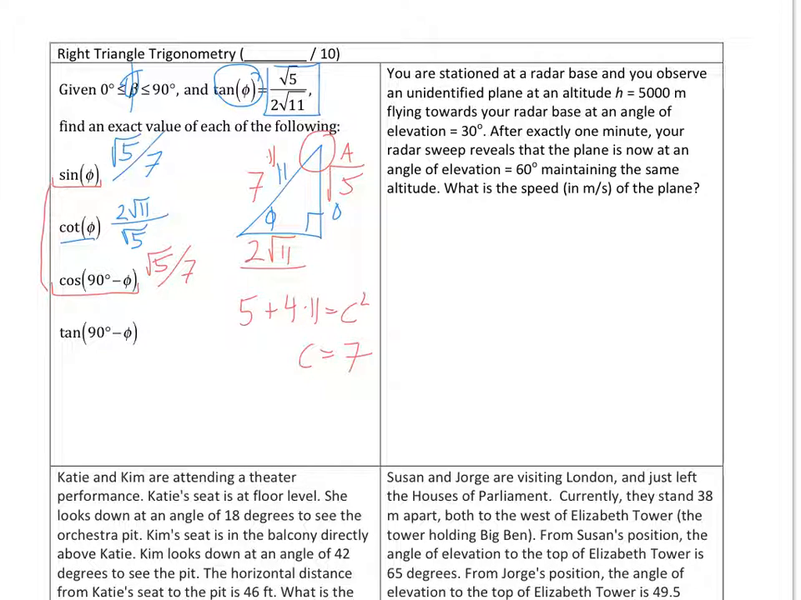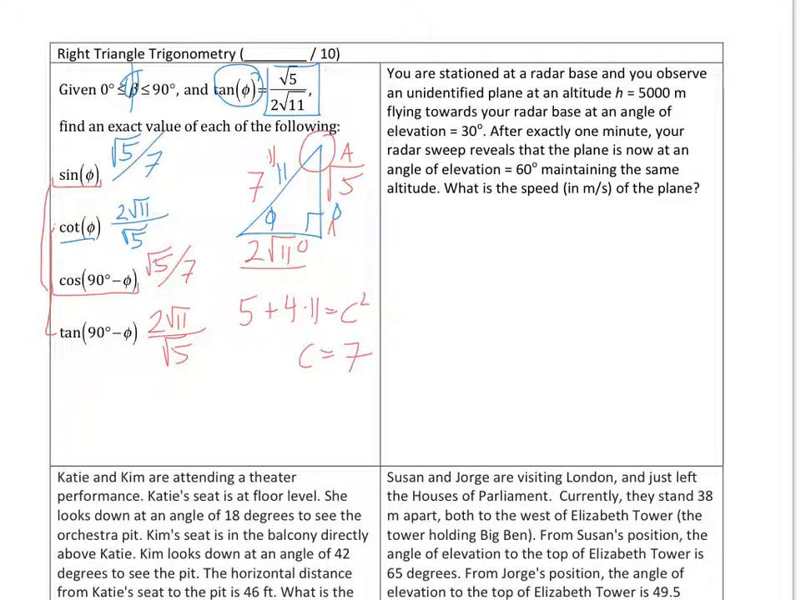Tangent for the same angle would be opposite divided by adjacent. 2 square roots of 11 divided by the square root of 5. And hey, cotangent and tangent are also related. I wonder if cotangent comes from the complement. Oh, in the same way that cosine does. So cotangent could be the tangent of the complement by definition. I think that's pretty fantastic.